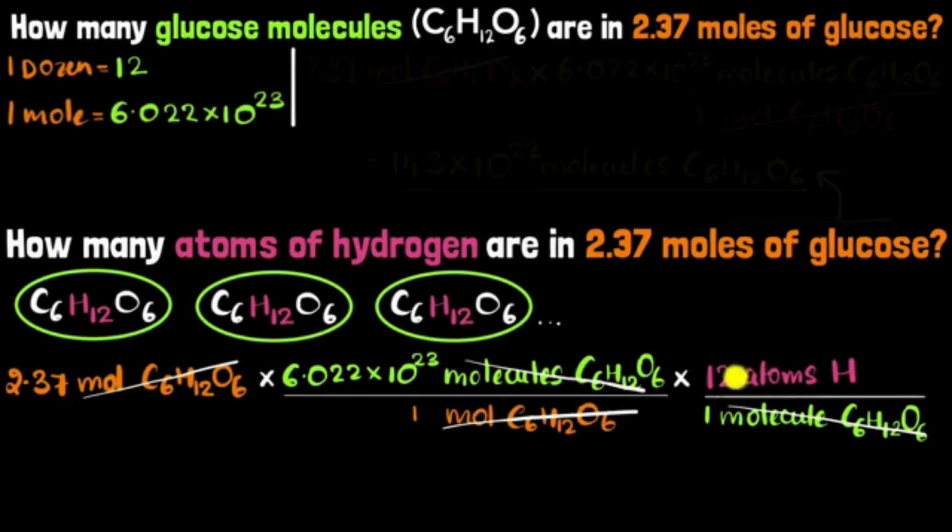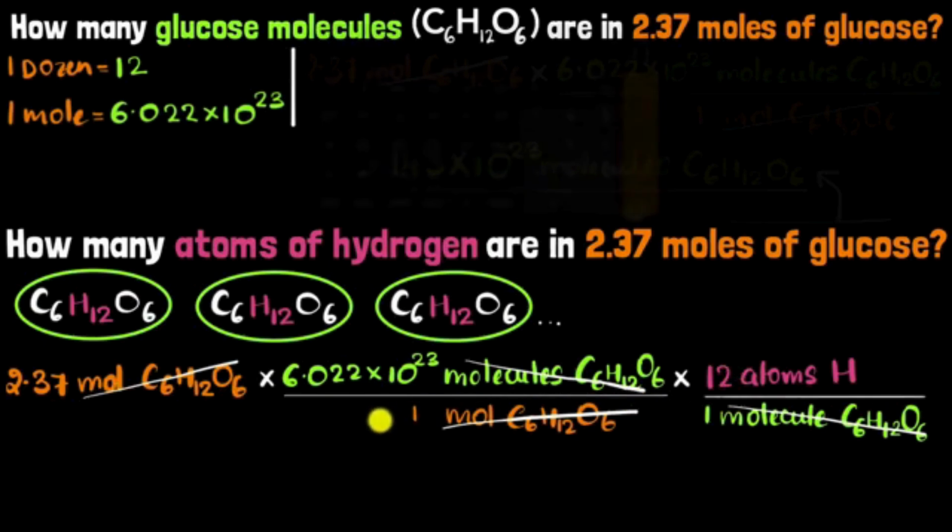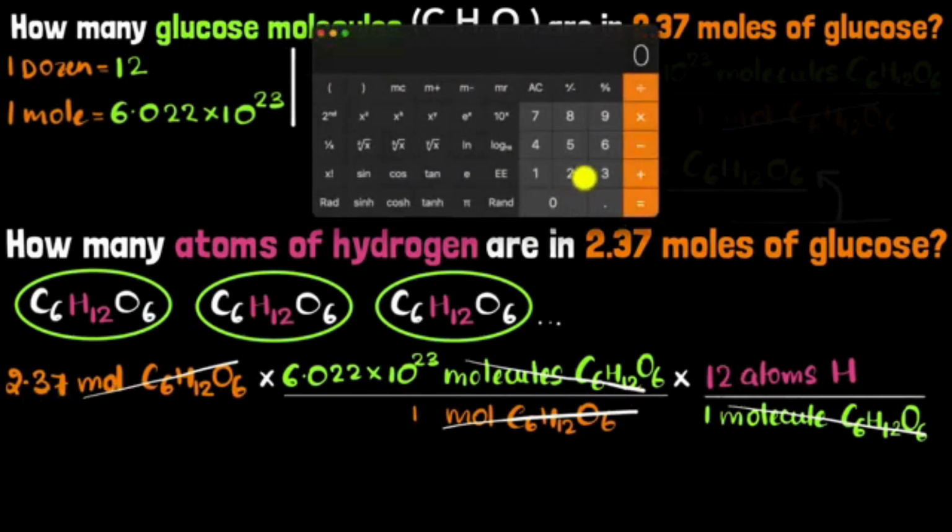And now in one shot, I can crunch all of these numbers in my calculator. So 2.37 times 6.022 times 10 to the 23. And the way you do that, remember, you use this one, to the 23 times 12 divided by 1. So that's it. And again, we now have to round this off to how many significant figures? Well, there are 3 here. There are 4 here, so the minimum is 3 significant figures.